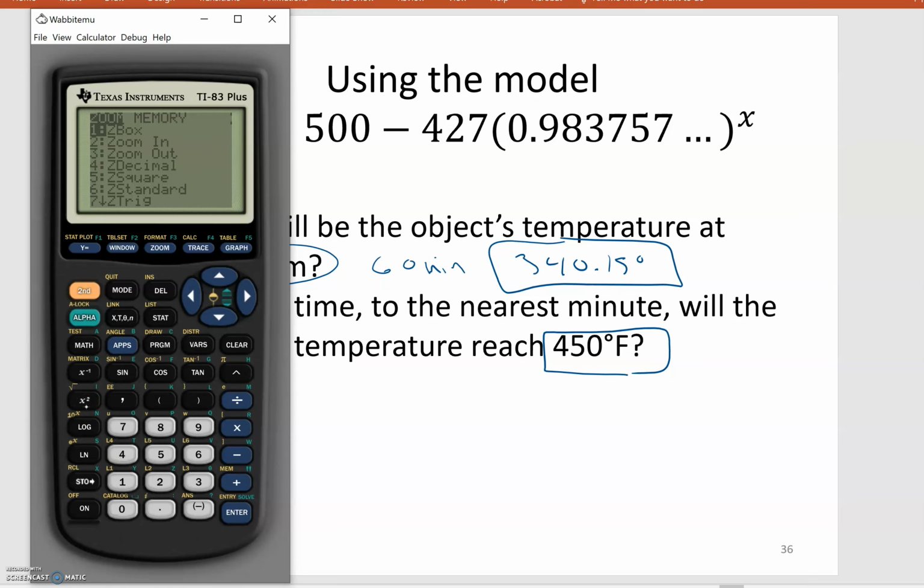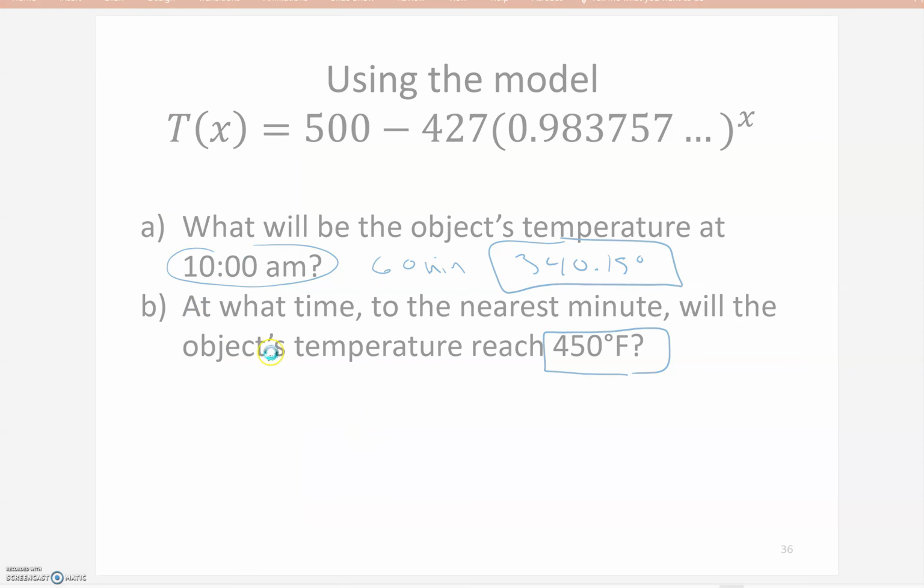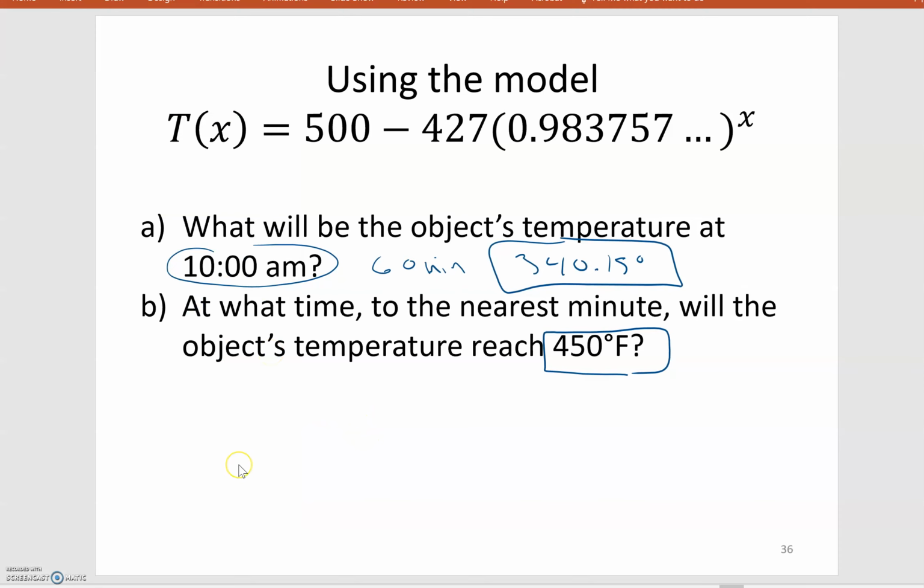And then once we get our graph, we're just going to do calc intersect and find the intersection point. So it's still kind of high up there, but we can see it. Okay, there it is. 130.97 minutes. So time-wise, that's a little more than 2 hours.